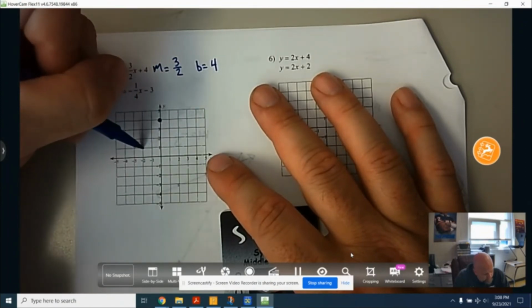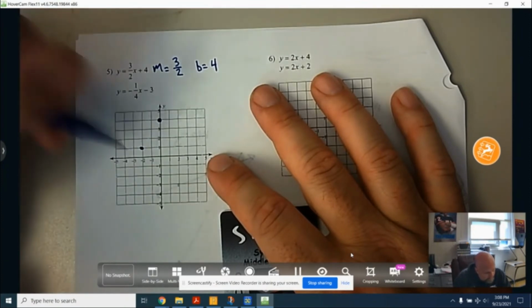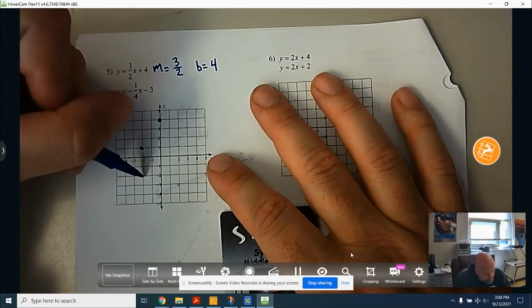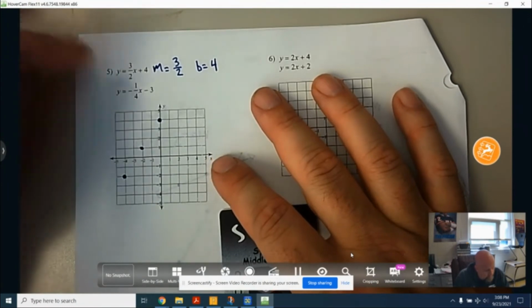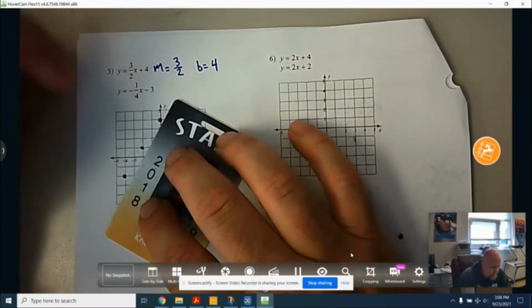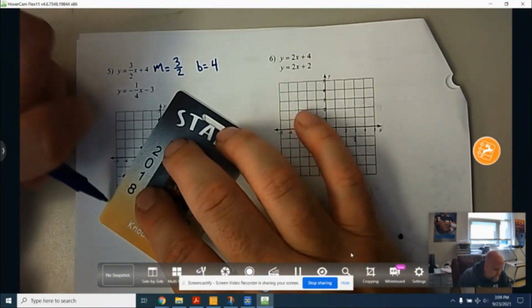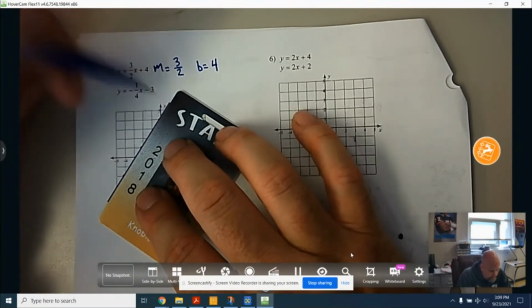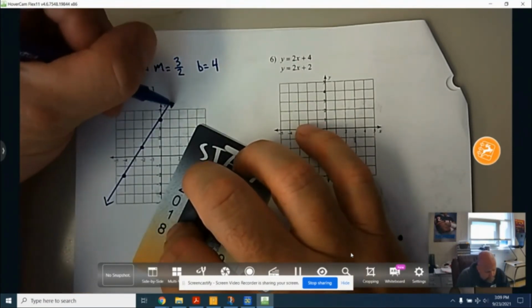It's a positive slope. I'm going to run 2 to the left. And then I'm going to repeat that. 1, 2, 3, 2 to the left. So there's my positive slope, 3/2 x plus 4. Okay, I'm going to use my straight edge connect. There's my first line.